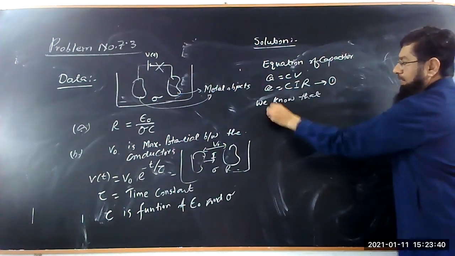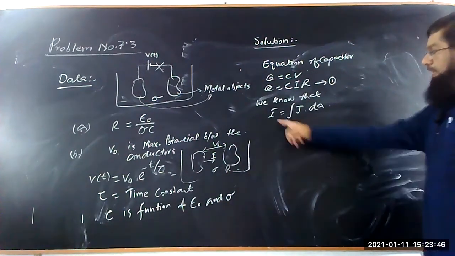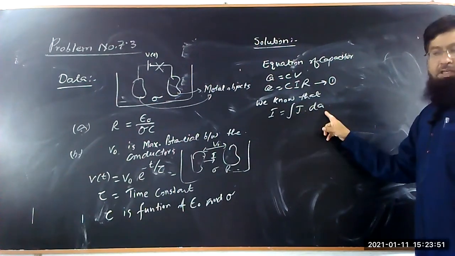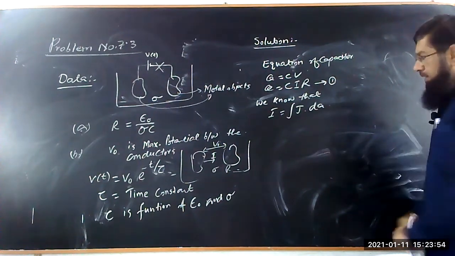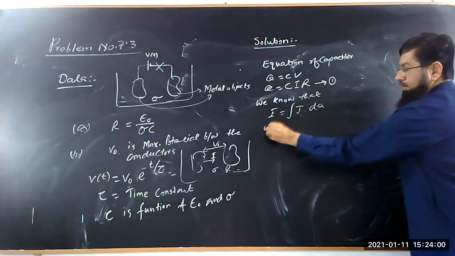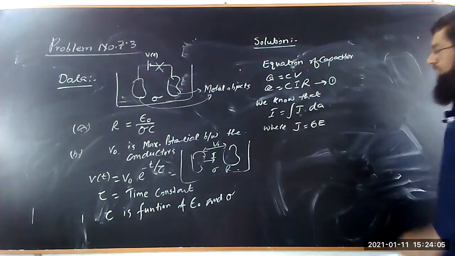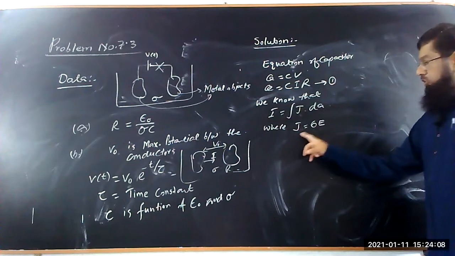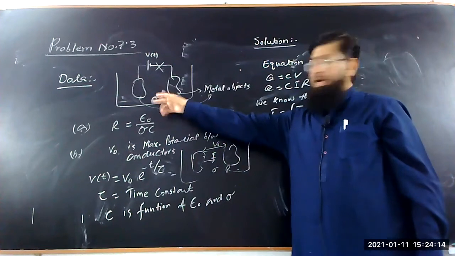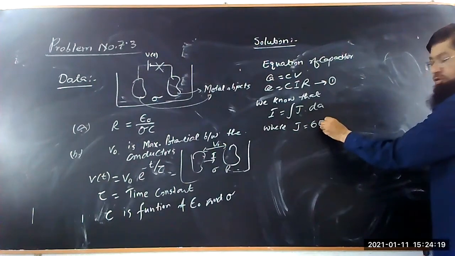the current I can be written in terms of the current density, J dot dA. Because J is the current per unit area, I is equal to the integral of J dot dA. This current density J is related to the conductivity, where J is equal to sigma into E, which we have discussed in our last lecture. Sigma is the conductivity of the medium and E is the electric field between these two conductors.